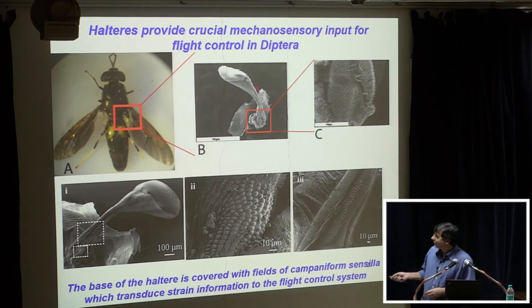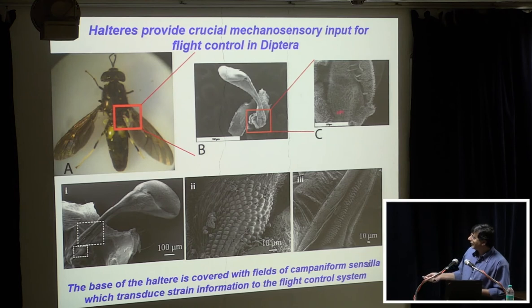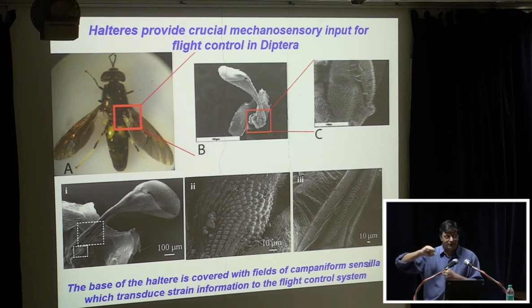So this is the haltere right there. If you look at it closely and focus on these two structures here, you can see this almost cone-like appearance. Each of those bumps is a mechanosensory unit. One neuron is connected to that particular organ. It's called a campaniform sensillum. It's just a little bump on the cuticle, but it measures strain on the cuticle.